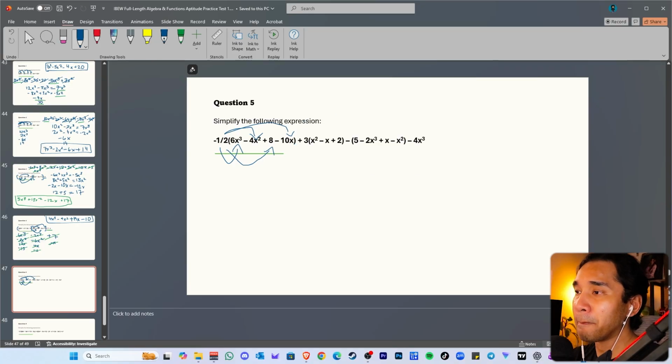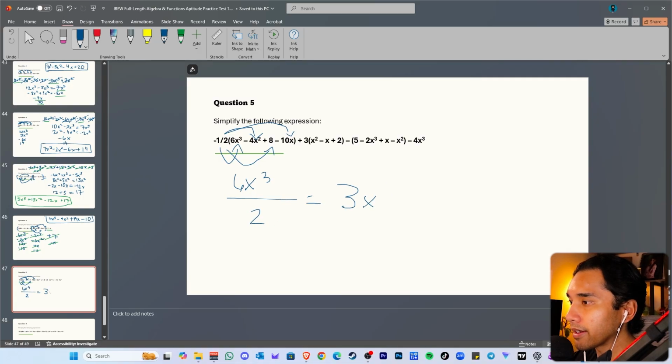So minus 1/2 times 6x cubed minus 4x squared plus 8 minus 10x. In my head, I'm just going to think, okay, it's everything divided by 2. Each term in the parentheses will get divided by negative 2. Or I don't even do the negative, I'll just do the 2 in my head first. I'll go 6x cubed divided by 2. What does that equal? That equals 3x cubed.